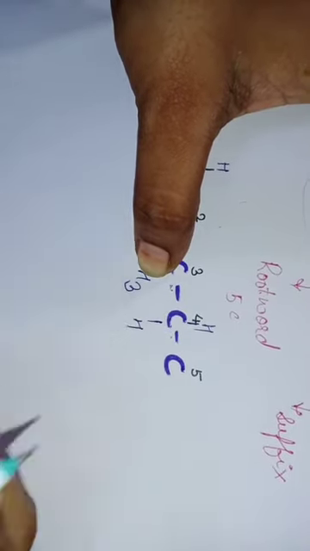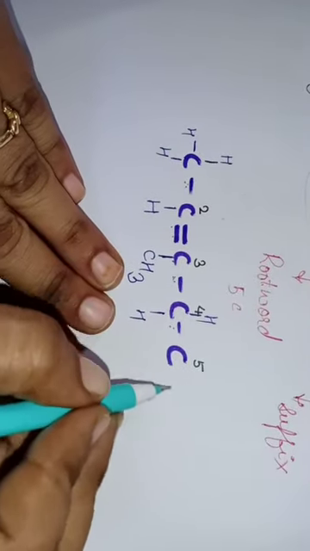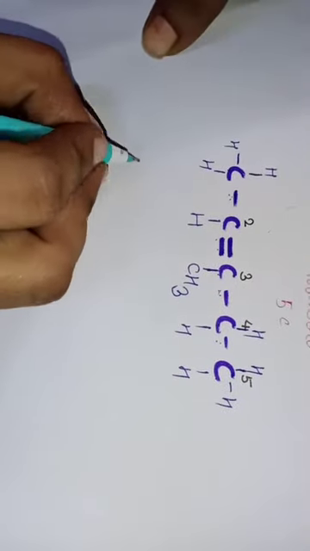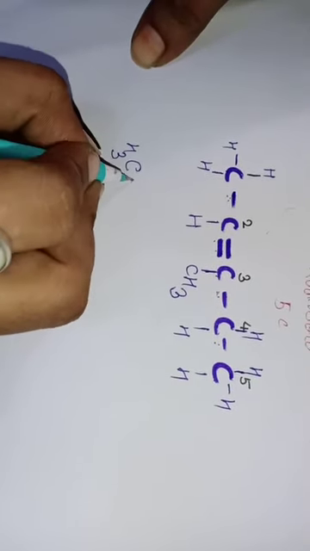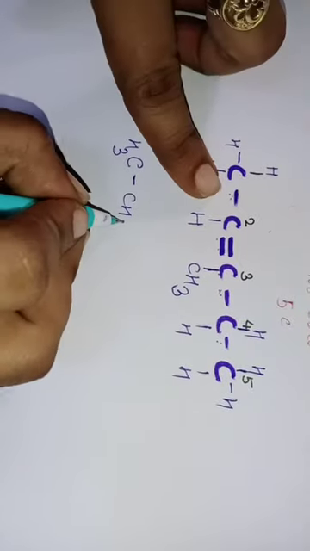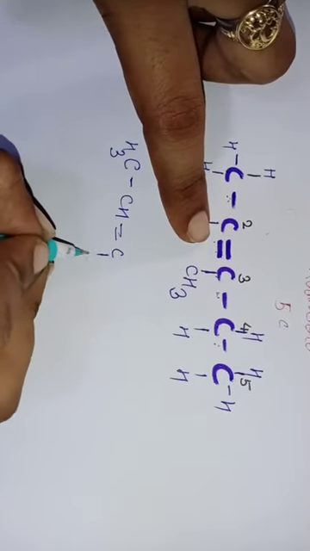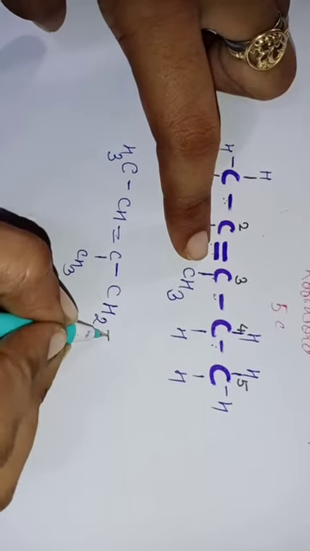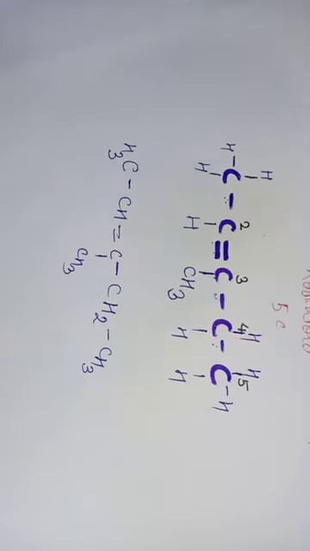Now see the fifth carbon atom, it has only 1 hydrogen. So 3 hydrogens has to be attached to satisfy the valency. So 3 here, okay. Now what is the compound? It is CH3, CH, double bond C, CH3, CH2, CH3. This is the compound.